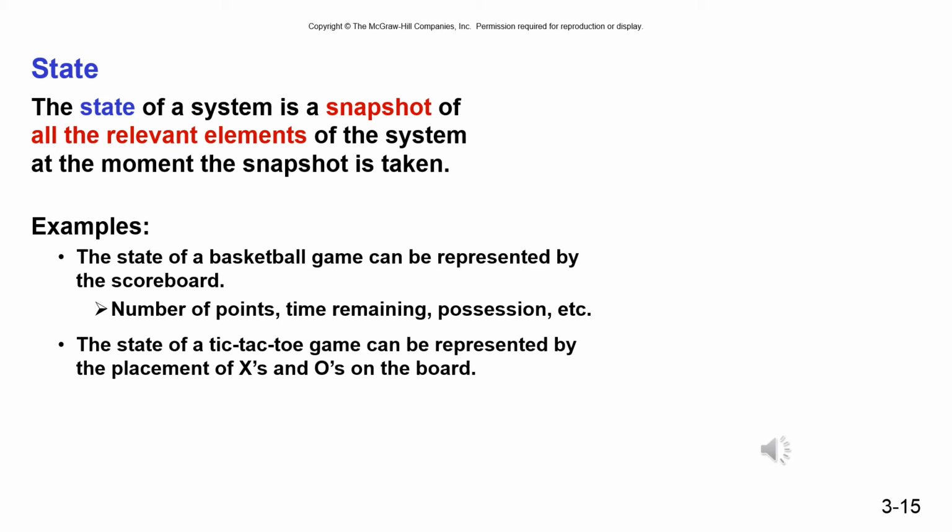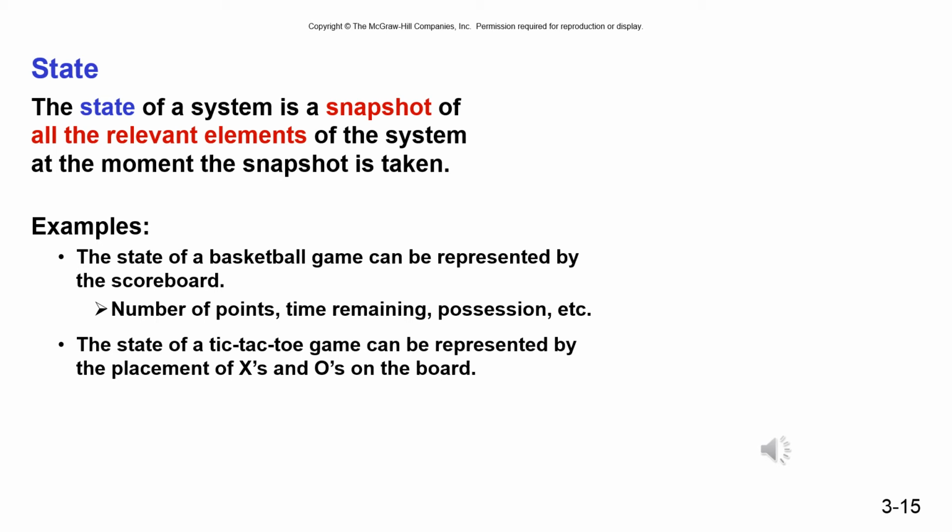I can't stress how important the concept of state is to this class and the remainder of this class. The state of a system is a snapshot of all the relevant elements of the system at the moment the snapshot is taken. So here's a great comparison analogy.